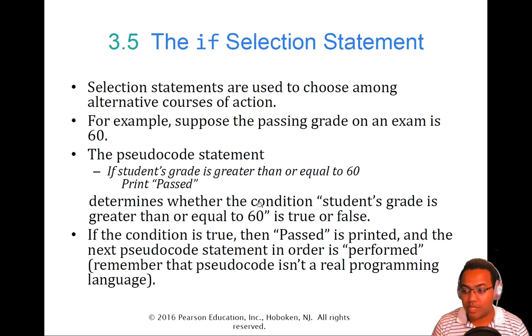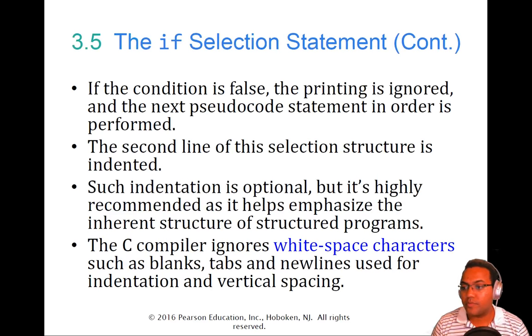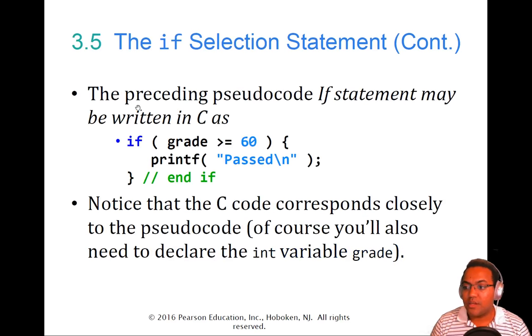So, if a student's grade is greater than or equal to 60, print passed. This is a pseudocode statement for an if selection statement. And we've already gone over if, so I'm going to keep on going. If the condition is false, the printing is ignored. We spoke about that. The second line of the selection structure is indented, and so on. We spoke about that as well. The preceding pseudocode if statement may be written in C as if, and we've spoken about that as well. We've actually gone over this already, so we're going to keep on going.